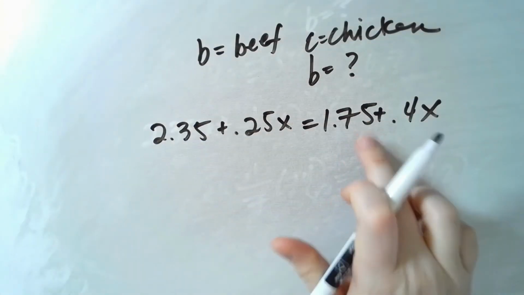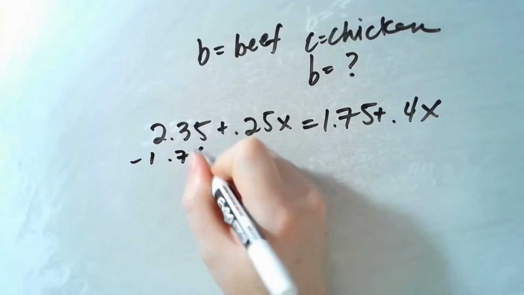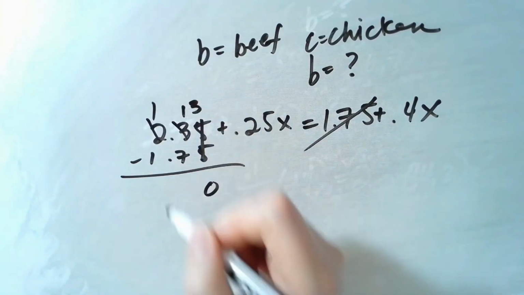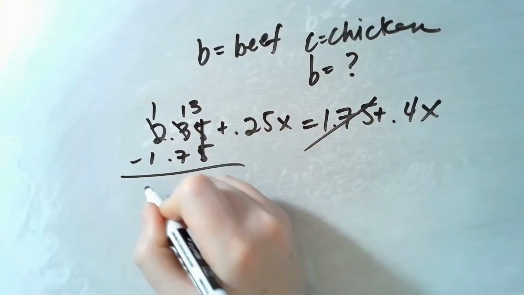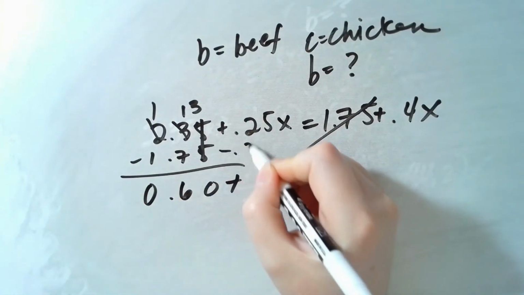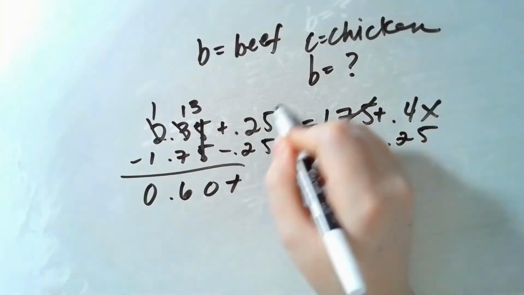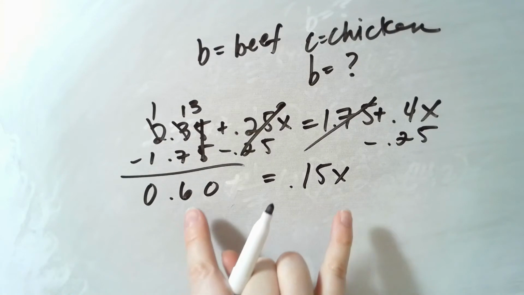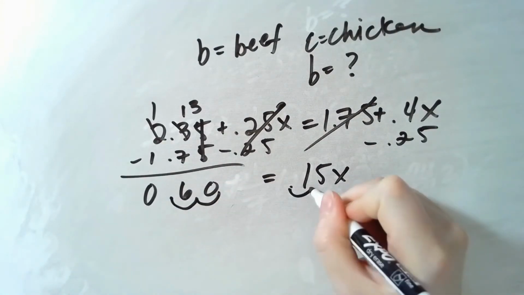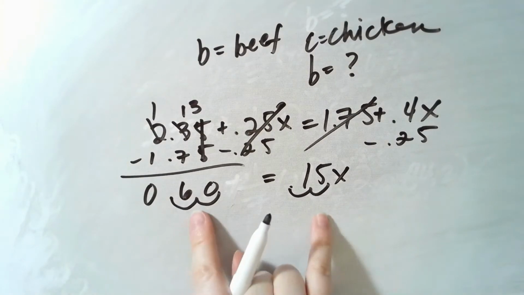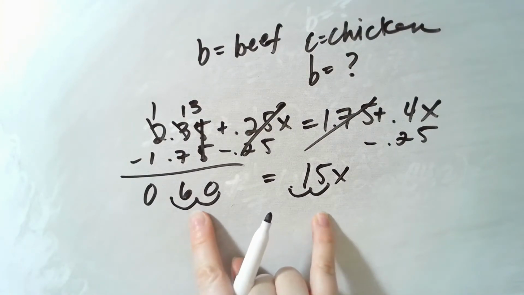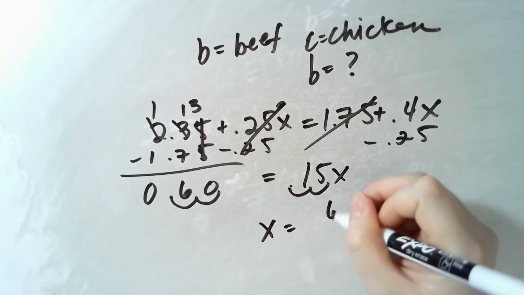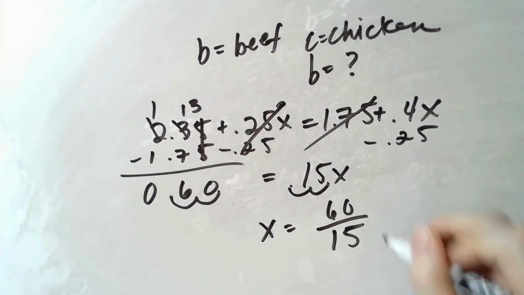So we just need to subtract 1.75 from both sides, 0.13 minus 0.25 equals 0.15x. So to start, I'm going to move both of these guys like that. I don't want to deal with dividing fractions, so we're going to multiply both sides by 100 and make them whole numbers instead. That means x is just equal to 60 divided by 15, which is just going to get you 4.